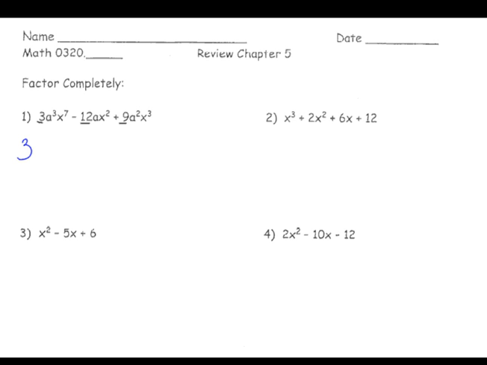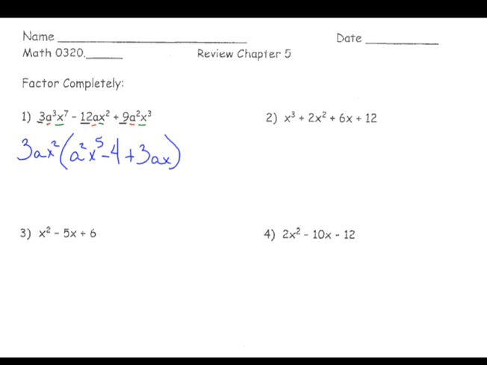Every term has the variable a, so I can take an a out. Each term has an x, and they also have an x to the second power. So I can take up to x squared out of each term. For my first term, taking a 3 out and an a leaves a squared. And I took x squared out, leaving x to the fifth, minus 12 divided by 3 is 4. My a and my x squared both came out, plus 9 divided by 3 is 3. I'm left with a and x.